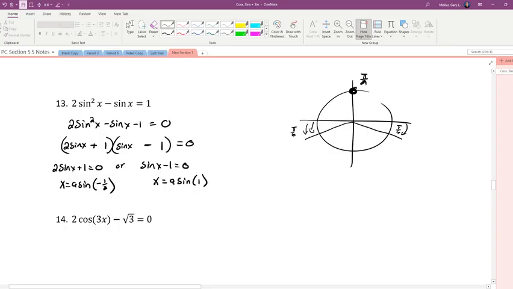And I recognize that this is going to be 2 pi over 3. This is 2 pi over 3, and that's 2 pi over 3. So everything is separated by 2 pi over 3. So I can say the answer is x equals, I need to start somewhere. I'll just start at pi over 2. And I'm going to add 2 pi over 3 n. And that should get it.